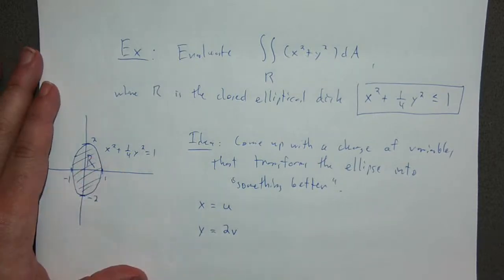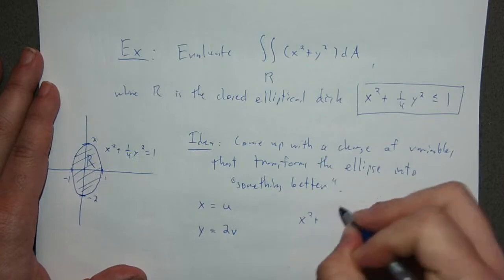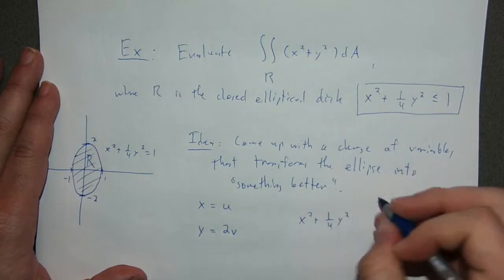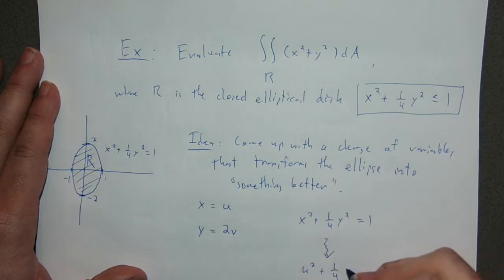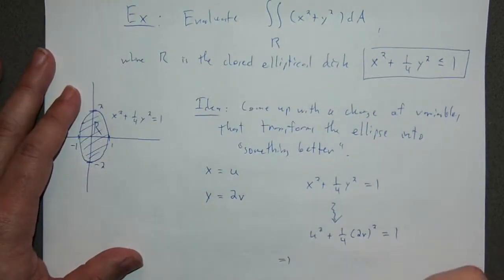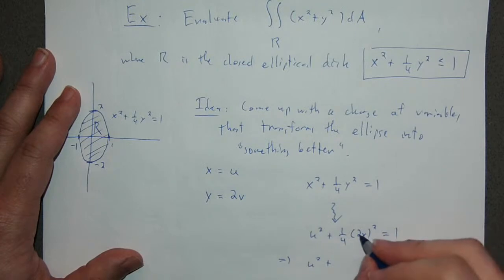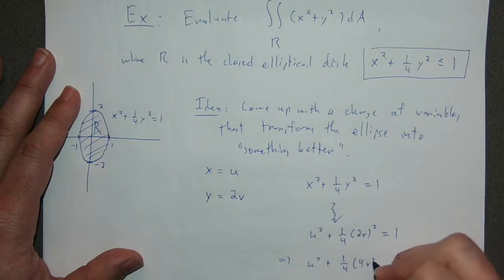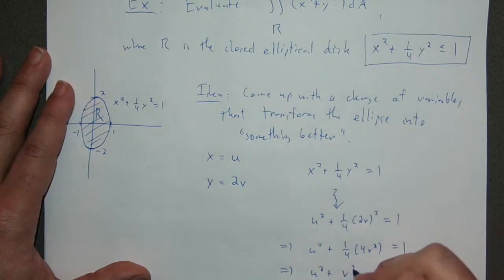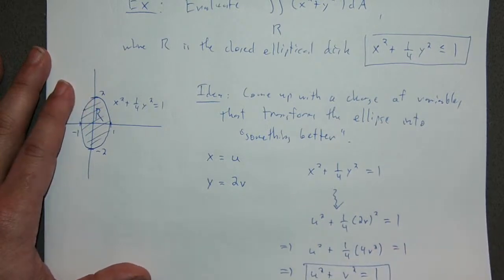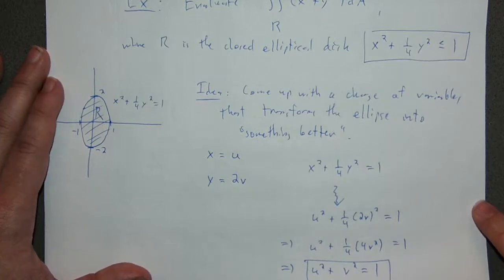Well, let's see what this becomes under that transformation. So x squared plus 1/4 y squared is equal to 1. This becomes, x is equal to u, so u squared plus 1/4 times (2v) squared is equal to 1, which is u squared plus, squaring this is 4v squared, so 1/4 times 4v squared is equal to 1, and so this becomes u squared plus v squared is equal to 1. What is that? That's the unit circle in the uv plane.